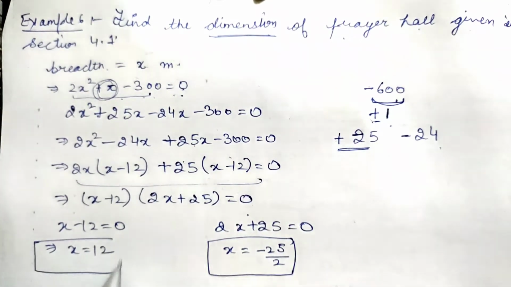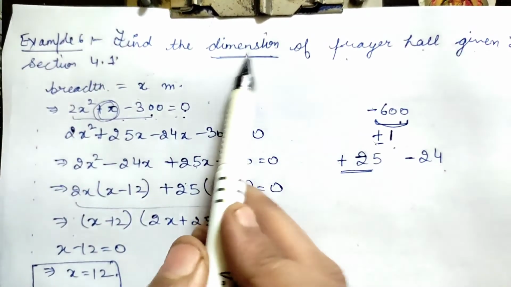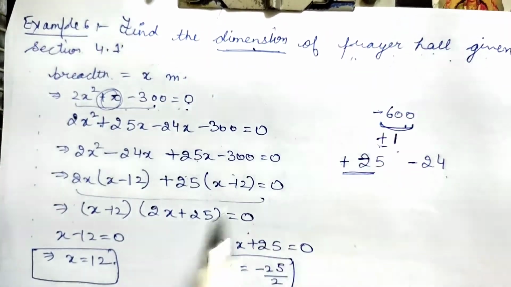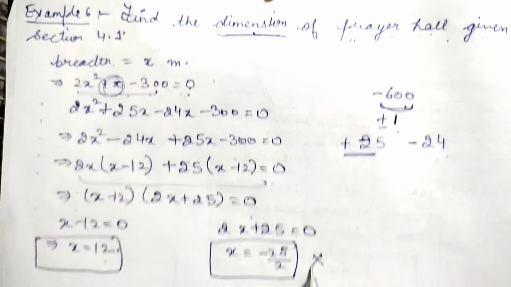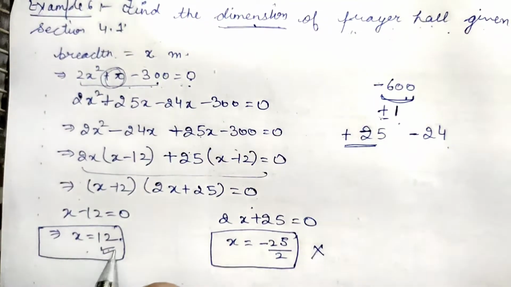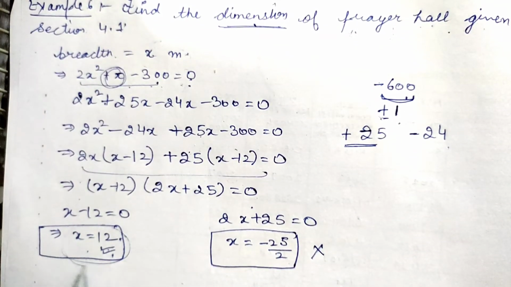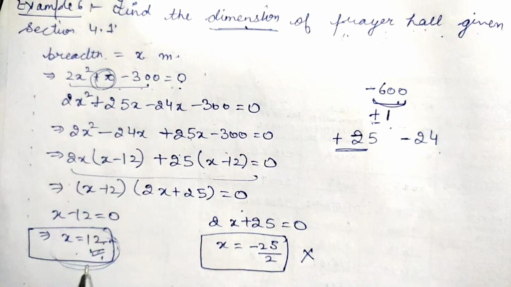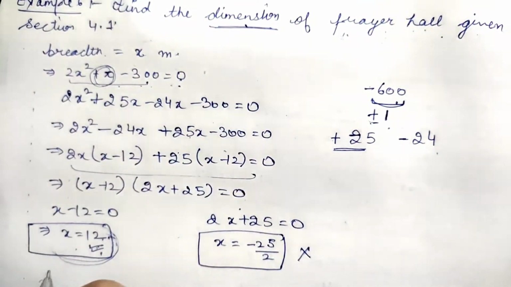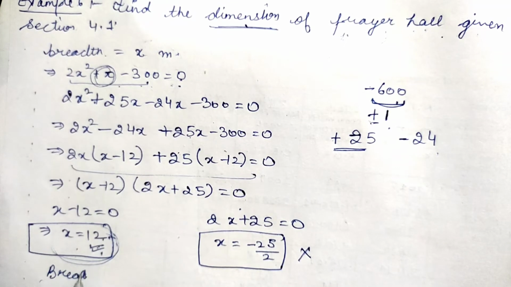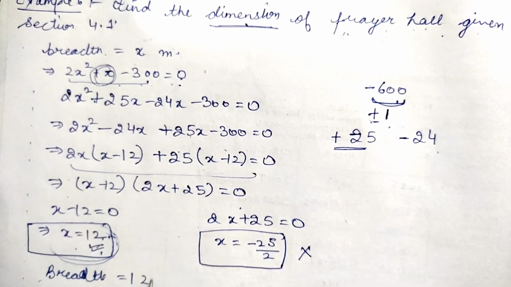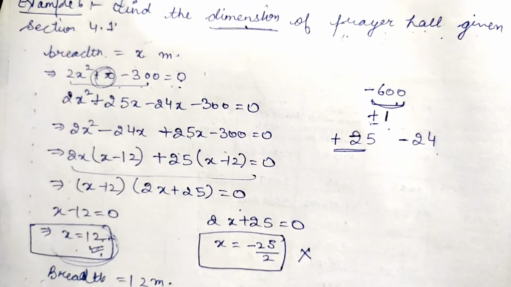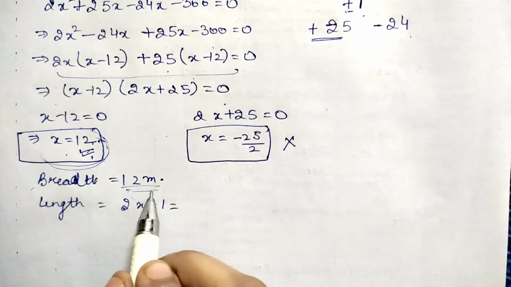So you know that we have to find out the dimensions of the prayer hall. It means it is some area, right? It is a hall, so the dimension can never be a negative value. So our resultant value will be x equal to 12, right? If x is equal to 12, we are getting our result as the breadth. So the breadth is equal to 12 meter, and I have to find out the length also.